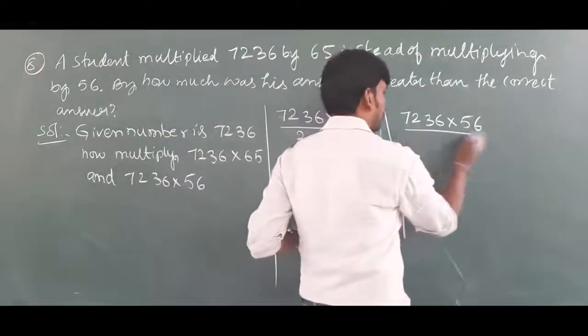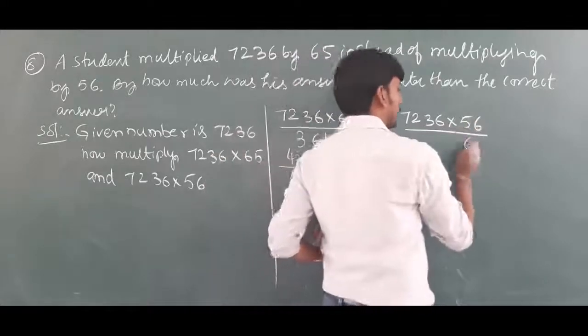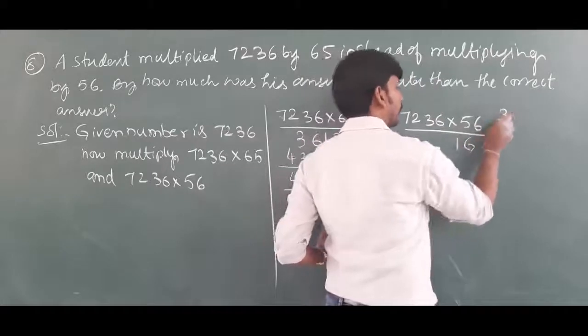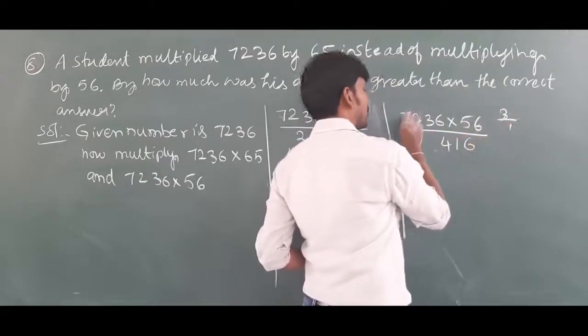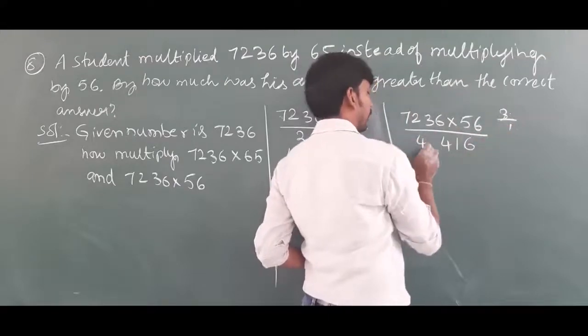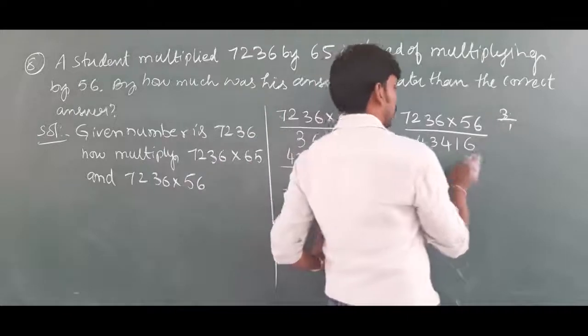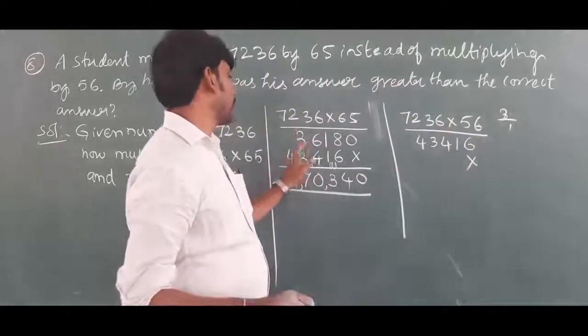We need to multiply these two first of all. Now 6 6s are 36, 6 3s are 18 plus 3 is 21, 6 2s are 12 plus 2 is 14, 6 7s are 42 plus 1 is 43, so 43,416. Okay, right, now multiply with 5. When we multiply with 5 you will get the same answer.